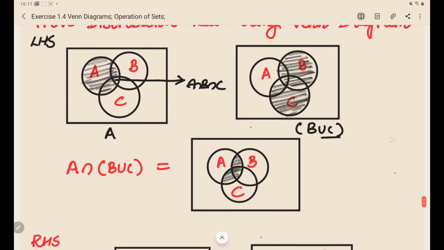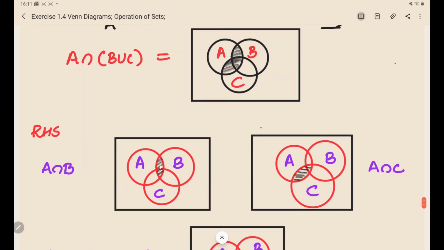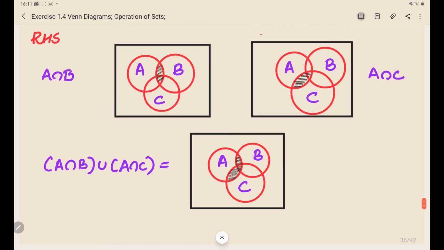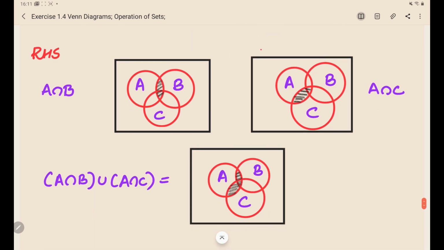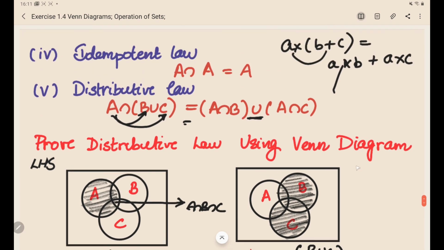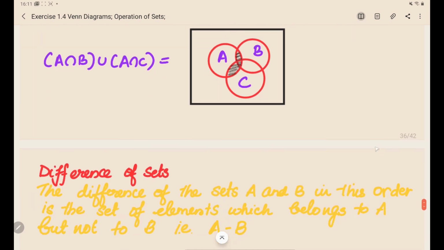So let's do it. A intersection B is what? The elements which are common to both A and B. So that is what is shown in the first figure. And A and C, what is it again? The elements which are common to both subsets A and C. That is what is written. You have to take the union of that and check it. Take the union of it, then what will you get? This side and this side. This is what is shown in the figure. So let's compare with our LHS. These figures are the same, right? And hence we have proved the distributive law using Venn diagrams.